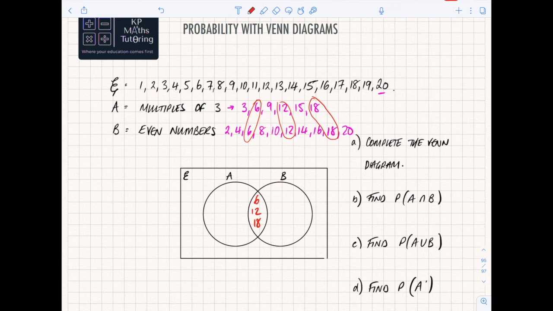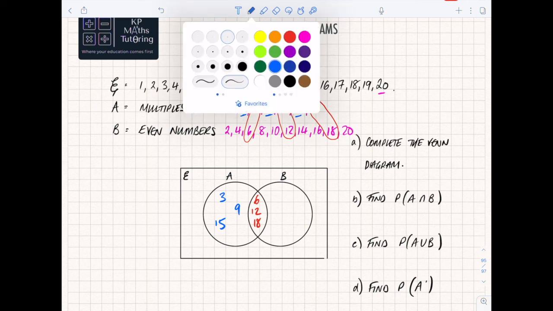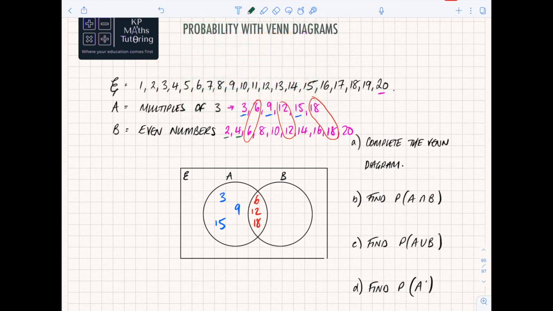Therefore, for A, I can then write anything that's left over in A. So looking at that, I've got 3, 9, and 15. They are all my multiples of 3 that aren't even numbers. And then I can look at what's left here that doesn't go in that middle. So all of those values, 2, 4, 8, 10, 14, 16, and 20. So all those numbers have been dealt with.